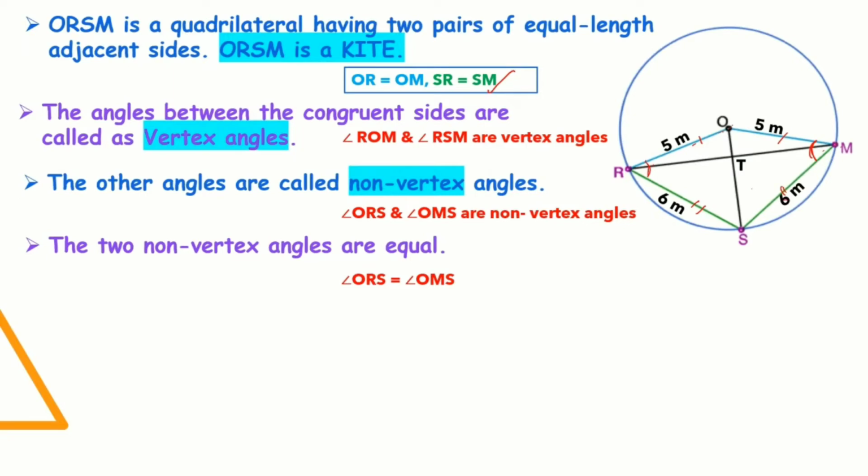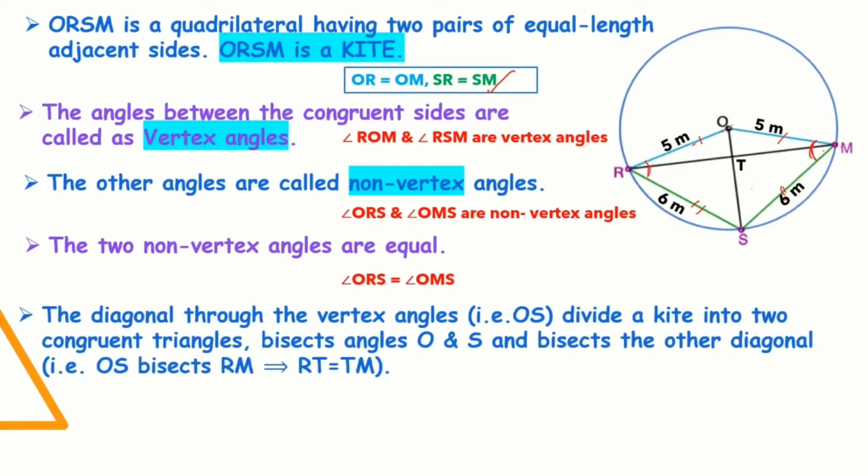Fine. Now, this diagonal, that is diagonal OS, which is passing through the vertex angles, this diagonal divides a kite into two congruent triangles. That means, if you will observe the figure carefully, the diagonal OS is dividing the kite into two congruent triangles, that is triangle ORS is congruent to triangle OMS. If you try to prove it, you will prove it by SSS congruency rule. It is clearly visible.